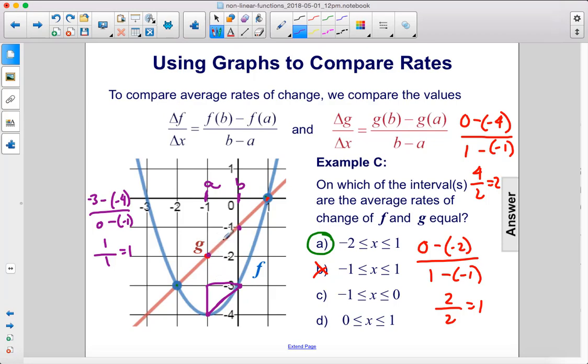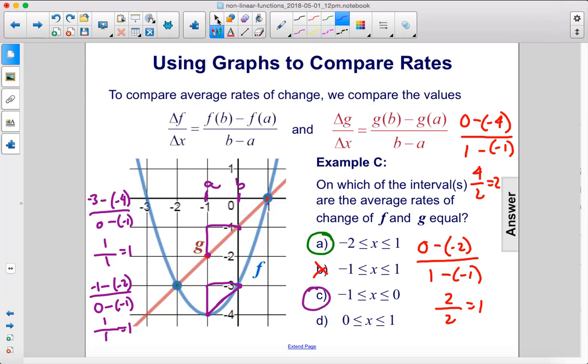And for the g graph, g of b is negative 1 minus g of a, which is negative 2, over b minus a. So 0 minus negative 1. So we have negative 1 plus 2, which is 1. 0 minus minus 1 is 1. Look, also 1. We're going up 1 and across 1. So the average rate of change between these two graphs in this interval are the same. So C is correct. Finally, we have D.